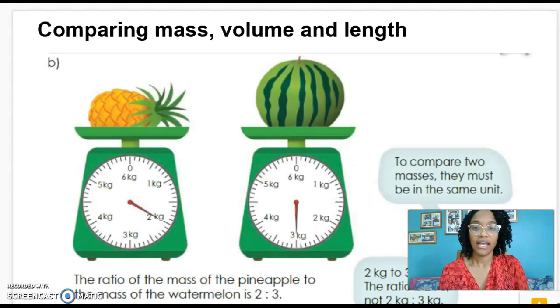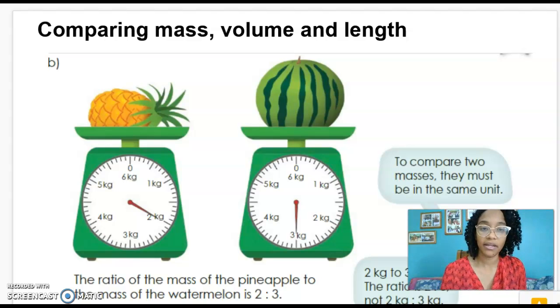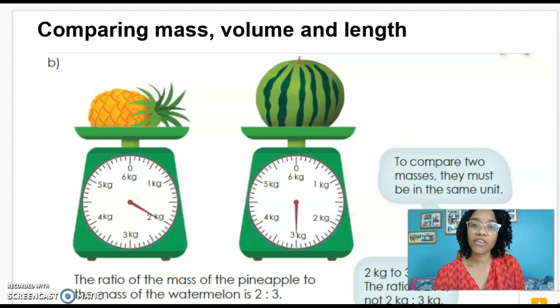All right. In this picture, we can see a pineapple and a watermelon being weighed for their mass. To compare the two masses, they have to be in the same unit. Let's look at these scales. Both of the scales are written in kg, or kilograms, so they're in the same units. The pineapple weighs 2 kilograms, and the watermelon weighs 3 kilograms. 2 kilograms to 3 kilograms gives us a ratio of 2:3.